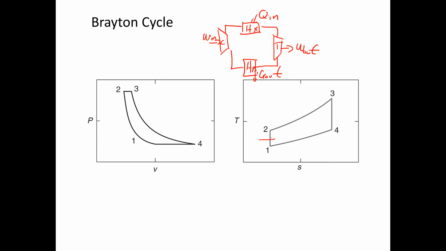We have process 1 to 2, which is the work in process, and on a TS diagram that would be represented as an isentropic process. So we say that process 1 to 2 for the ideal Brayton cycle is isentropic compression.